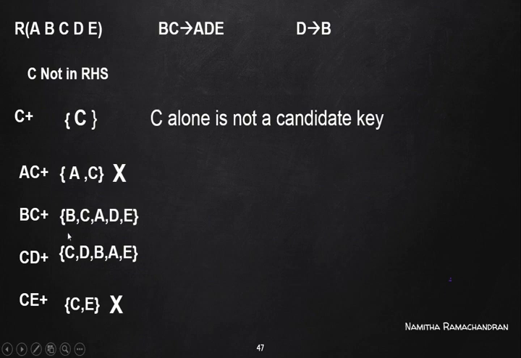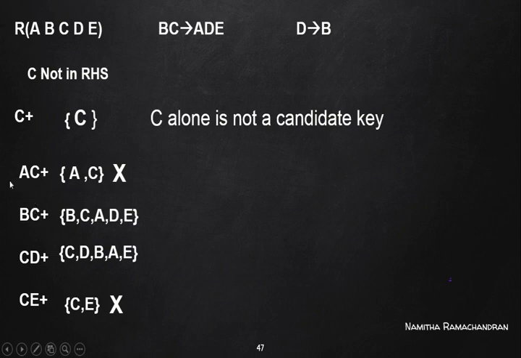And similarly, consider this CD. C is present in the LHS part, D is also present in the LHS part. Right? That means there is a chance that CD may be a candidate key. So we can derive the closure first. Then, from this closure set, it is clear that CD can derive all the attribute values of the given relation uniquely. So CD is again a candidate key of the given relation.